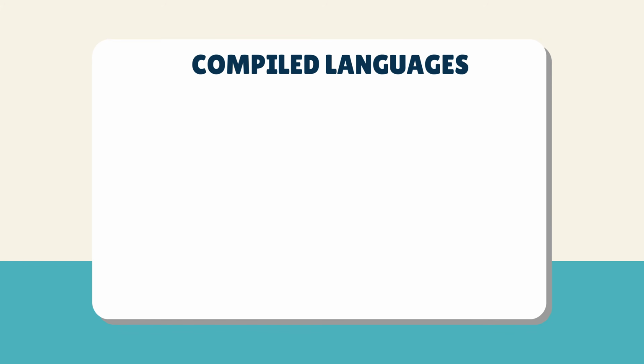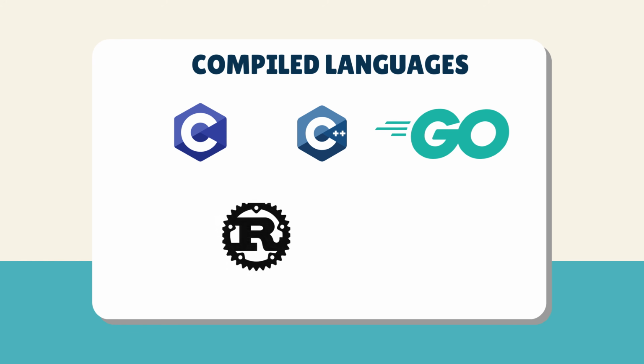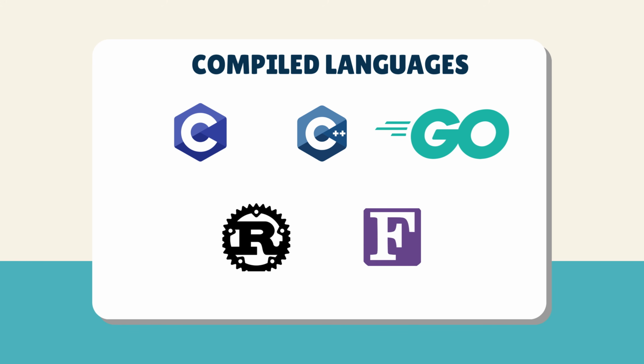Let's break it down with examples. Compiled languages include C compiled using GCC, often used for systems programming. C++, compiled with G++, widely used in high-performance software. Go produces a static binary, cross-platform with separate builds. Rust focuses on safety and speed in system-level development. Fortran, a classic compiled language, still used in scientific computing.